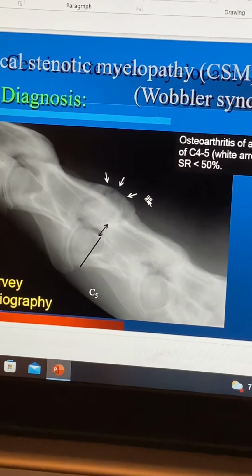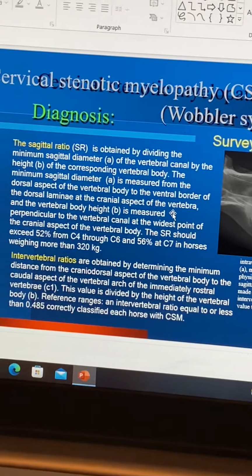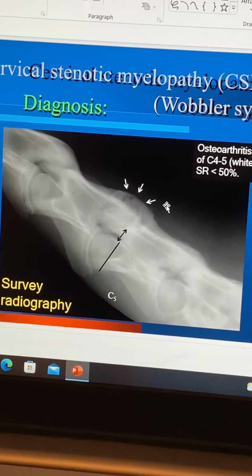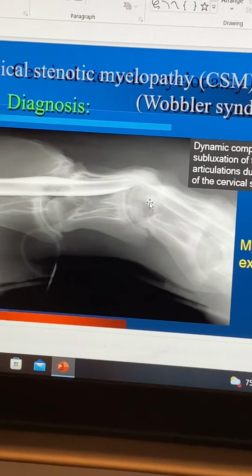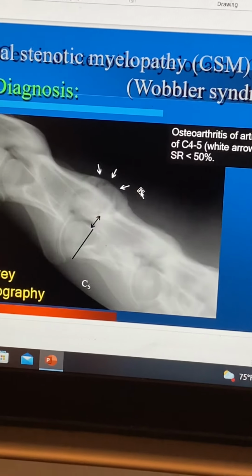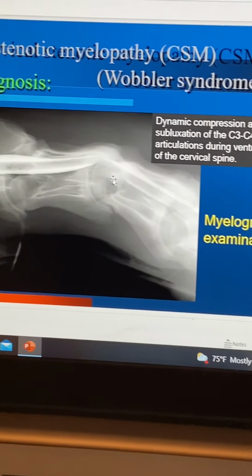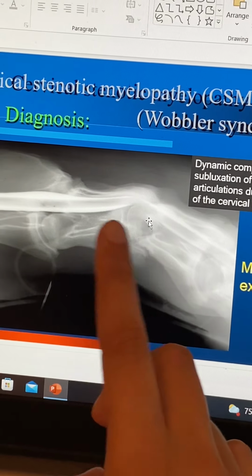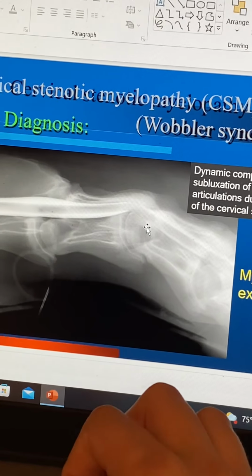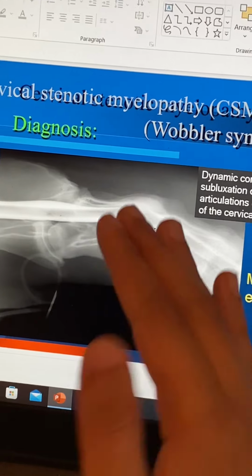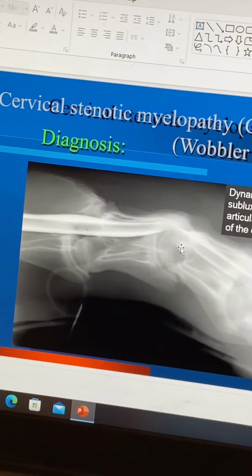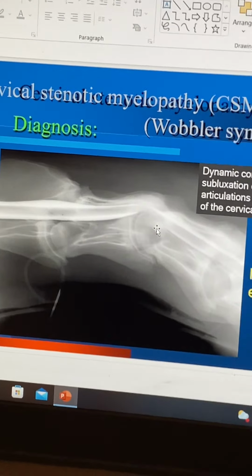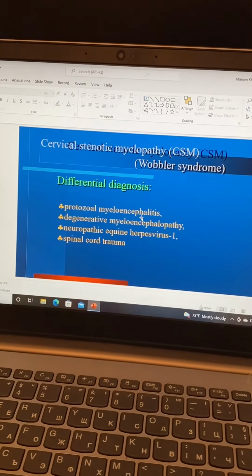In this case, you can see the SR, what was it again? The sagittal ratio is less than 50%, sorry about that. Very confusing. You can see compression and subluxation of C3 and C4, so they're popping out of place during ventroflexion, which means bending of the neck. And this is what we call the myelographic examination.